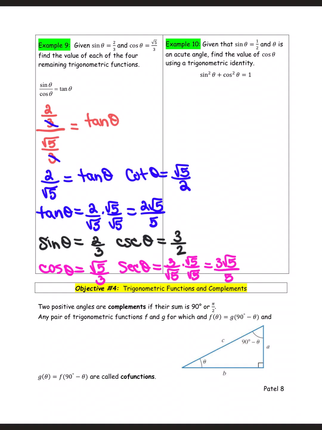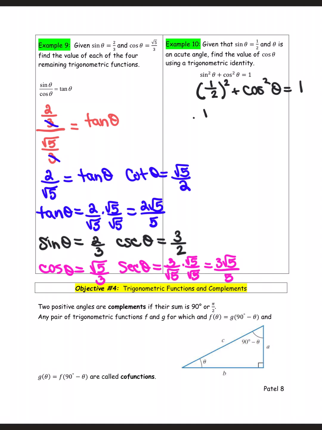Example 10. Given that sine of theta is 1/2 and theta is an acute angle, find the value of cosine of theta using the trig identity. So all we're looking for is cosine of theta. The way sine and cosine are related is by sine squared theta plus cosine squared theta equals 1. That would be the only way we can find cosine of theta, with this relationship that we have so far. So I'm going to substitute 1/2 for sine, so it's 1/2 squared plus cosine squared theta equals 1.